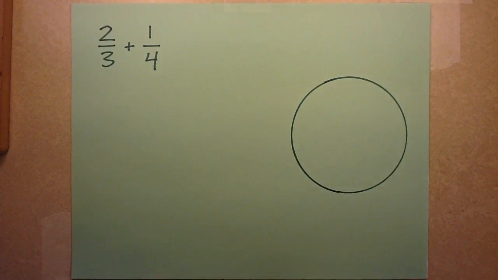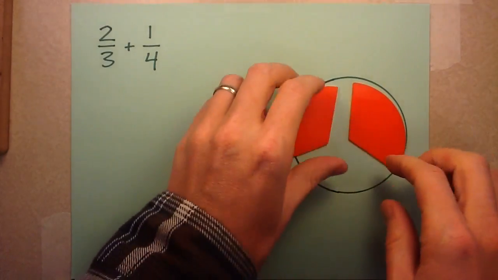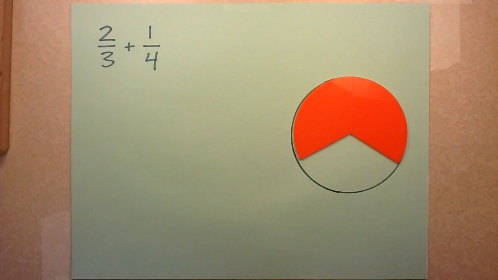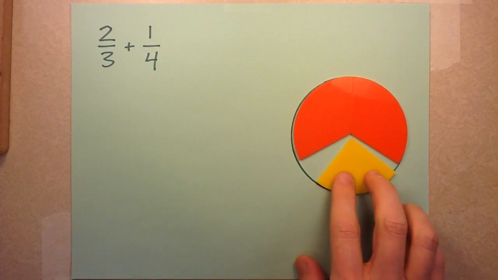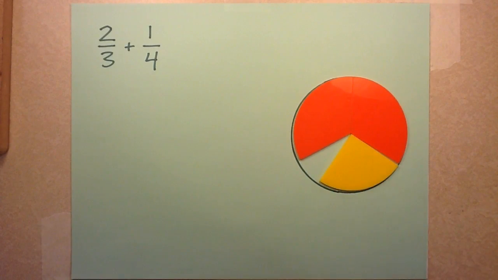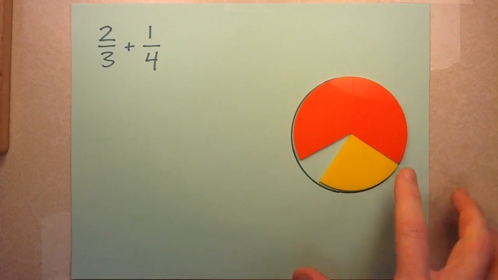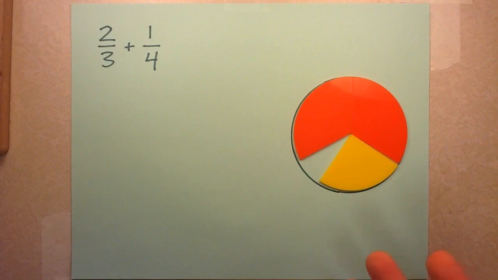Things get a little bit more interesting when the two fractions have different denominators. So think about the problem 2/3 plus 1/4. I could model this out by starting with 2/3 and then adding 1/4 onto it, but the problem is it's a little bit hard to figure out what that resulting fraction is. It's not thirds, it's not fourths, it must be something else.